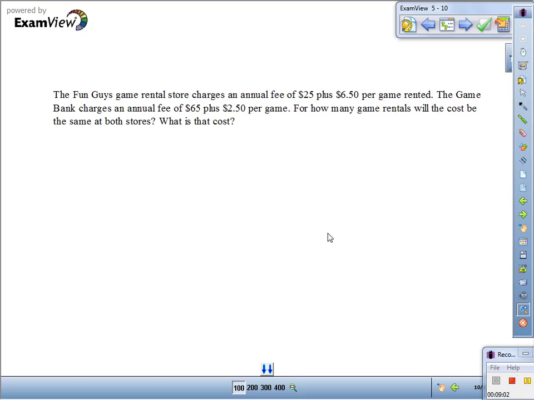I'm going to read this one out. It says, Fun Guys Game Rental Store charges an annual fee of $25 plus $6.50 per game rented. The Game Bank charges an annual fee of $65 plus $2.50 per game. How many game rentals will the cost be the same for both stores? Now check this out. What is the cost? Focus, please.